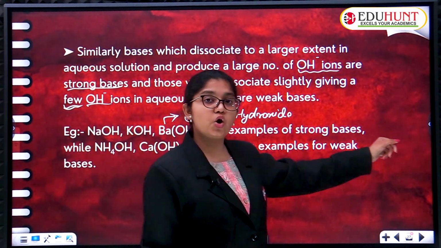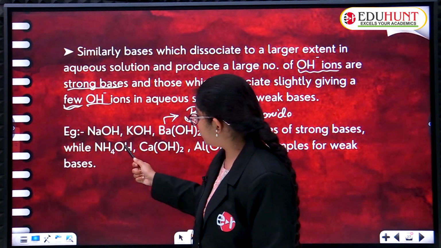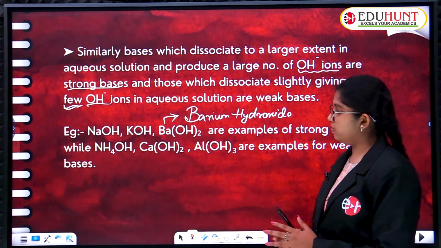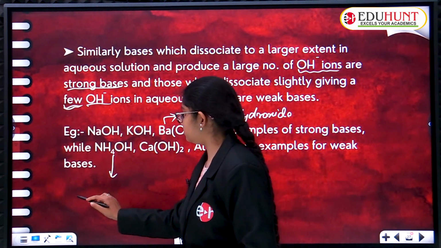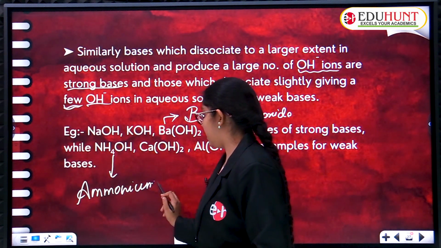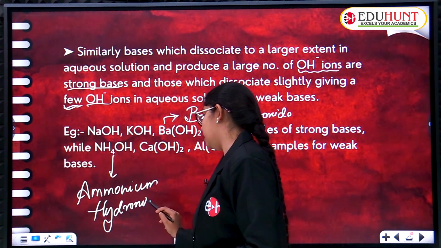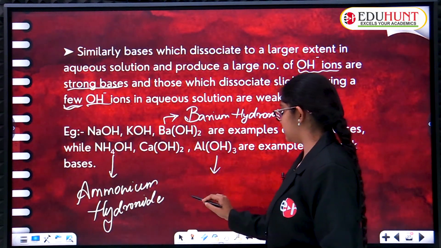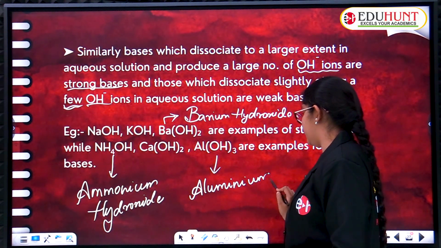examples of strong bases. Okay, and while NH4OH, Ca(OH)2 and Al(OH)3 are examples for weak bases. Okay, NH4OH means ammonium hydroxide, and Al(OH)3 means aluminium hydroxide.